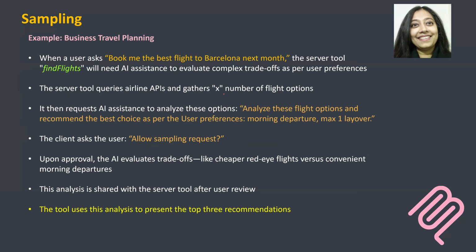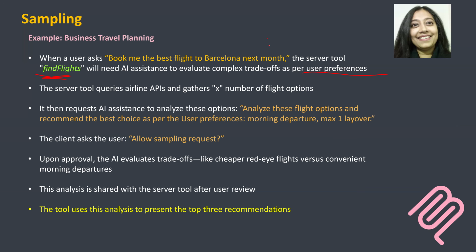Now let's take an example and dive deeper into this. So again, we are taking the same scenario that we took for the server. Let's say business travel planning. When a user says, book me the best flight to Barcelona next month, essentially what happens is a server tool is called. So let's say Find Flights is the name of the server tool. And the server tool, of course, eventually will need some AI assistance to evaluate complex trade-offs as per user preferences.